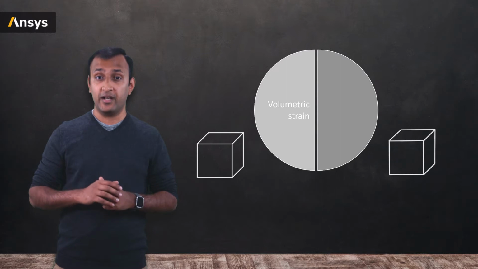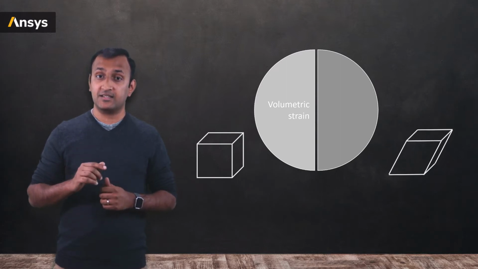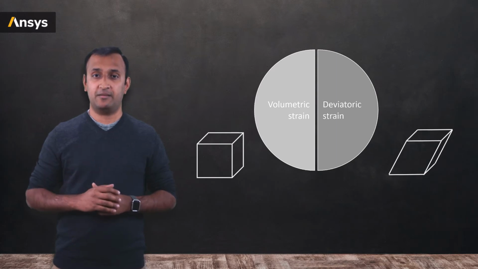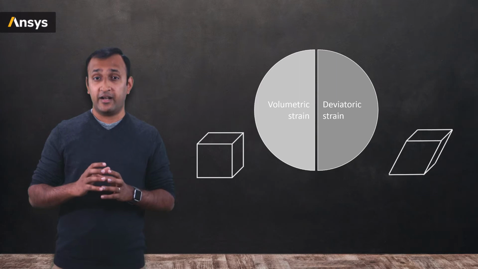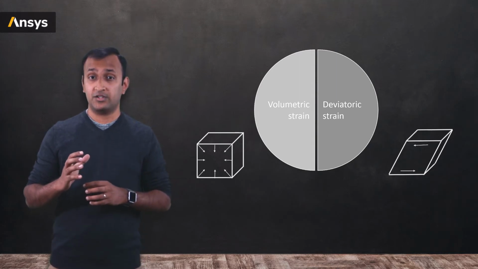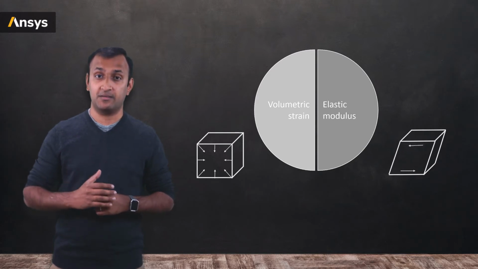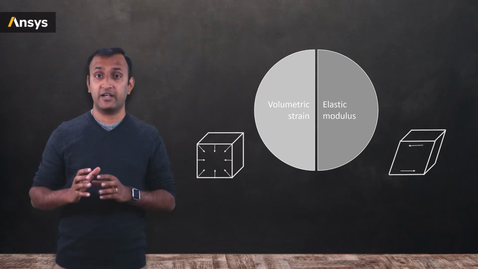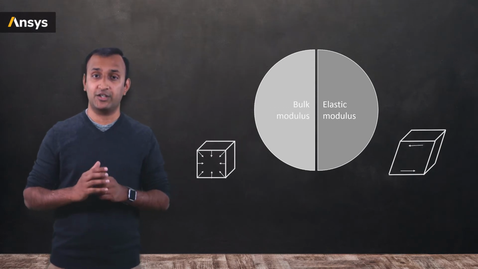The other component does not result in changing the volume of the body, and this is called the deviatoric strain. The material tries to resist both the strains. The resistance it offers to the deviatoric strain is called its elastic modulus, and the resistance it offers to the volumetric strain is called the bulk modulus.